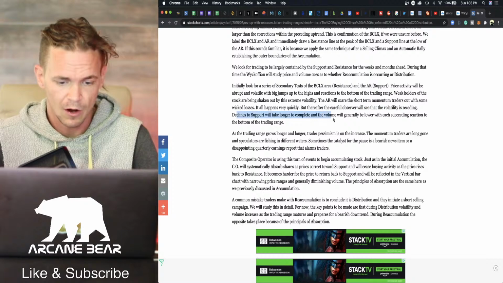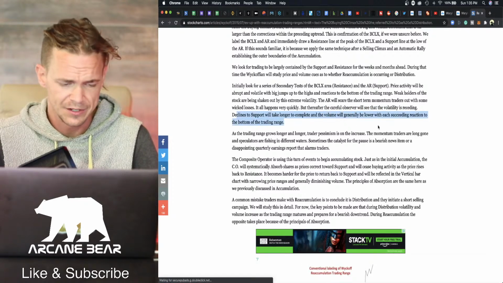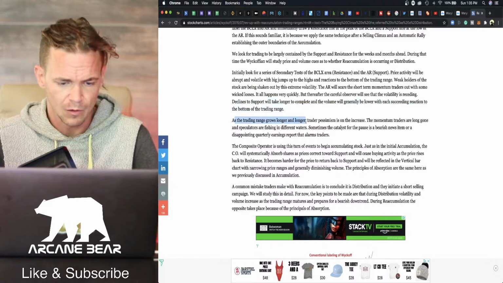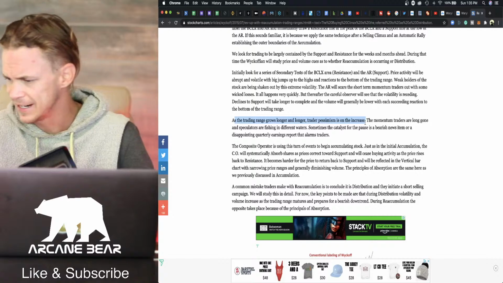Decline support will take longer to complete, and the volume will generally lower with each succeeding range, so again, at the bottom of the range, these trading ranges grow longer and longer. Traders' pessimism is on the increase, as I can see from the chat.